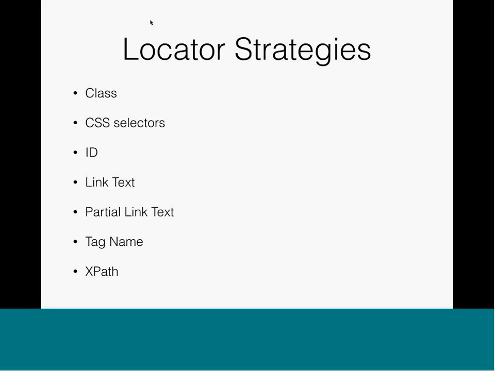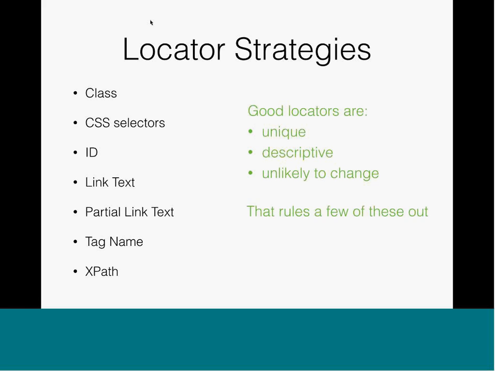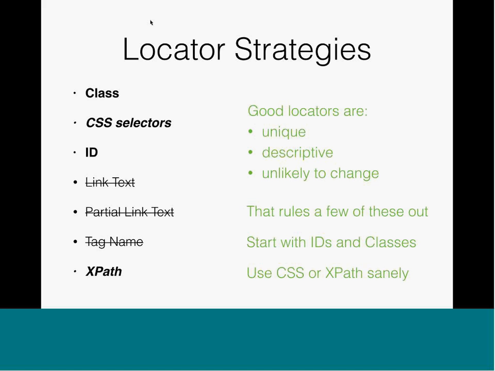And it can be overwhelming if you're just getting started as to how to wade through this and what this all means. But the thing to think about is that good locators are unique, descriptive, and unlikely to change. And that rules a few of these out. Really, you should start with IDs and classes. Those are the most likely to be helpfully named. And they're also the most performant of the locator options within Selenium. And then, if you have those harder to reach parts of the page, then use CSS selectors or XPath.